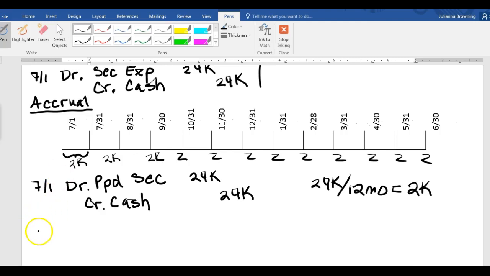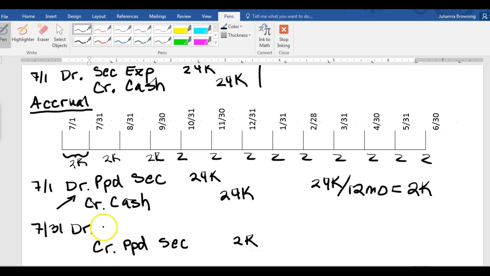But what we're going to do each month, so at the end of the month, we are going to show that utilization. We're going to show the cost of doing business as well as the reduction in the asset. So in this case, we have a debit to prepaid security as an asset. Now to reduce that, we need to do the opposite. So we're going to credit prepaid security for the $2,000 that we used up in July.